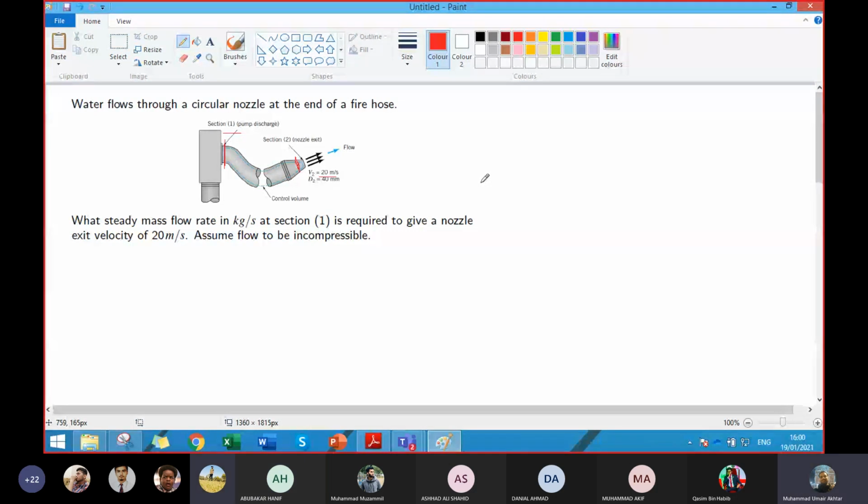Yes, it's also given to you, sir, A1 equals A2, V2. No. It is also defined that the flow is incompressible. Now, my suggestion is that you will see that the area is constant at both sections, section 1 and section 2, right? And also it is given that the flow is incompressible. You can directly jump to the conclusion that the volume flow rate at point 1 should be equal to the volume flow rate at point 2.